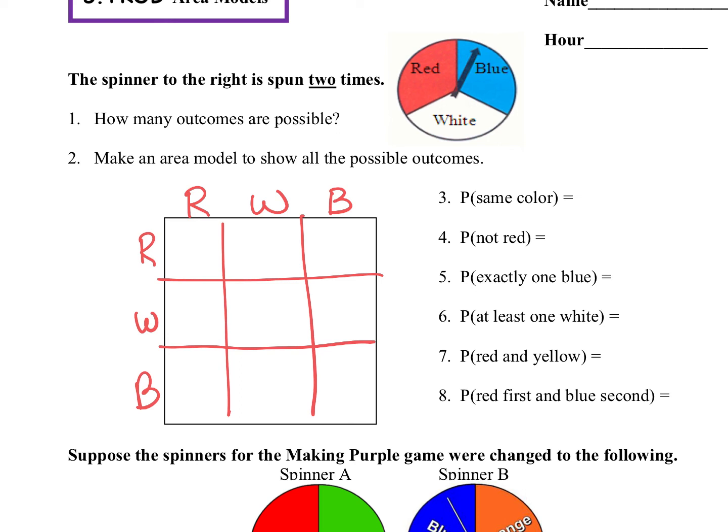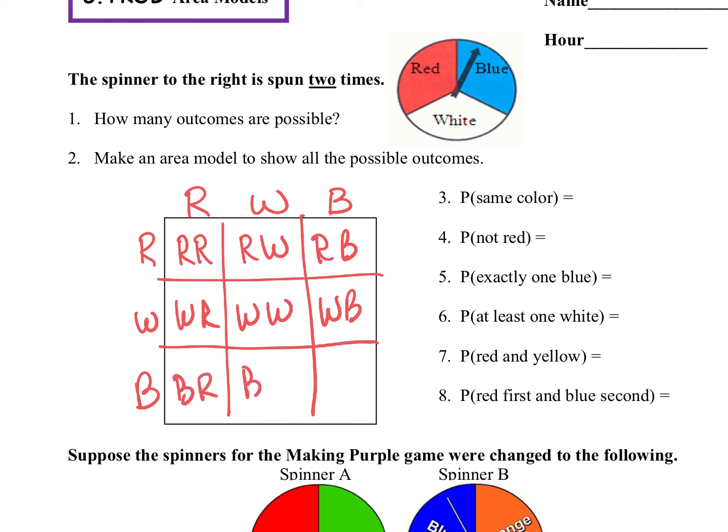So I'm going to start with my letter on the left and match it with the letter on the top this time. So I could get red, red, red, white, red, blue. I could get white, red, white, white, white, blue. I could get blue, red, blue, white, or blue, blue. So sometimes the questions will say the order matters. So a blue, red is different than a red, blue. Other times it doesn't matter. So a blue, red, and a red, blue are the same thing. So just pay attention to what they're asking.